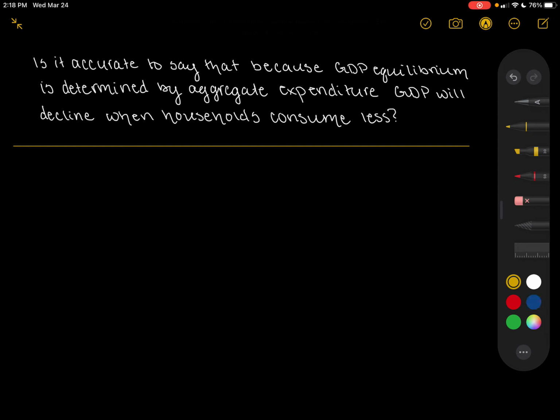To best understand this, let's remember the identity that the GDP equilibrium, the level of GDP, is equal to aggregate expenditure, in the sense that aggregate expenditure is equal to consumption plus investment plus government purchases plus net exports. With this identity in mind, what we're given is only that the consumption factor has declined, right? We're told that households are consuming less, so consumption is going to decrease.